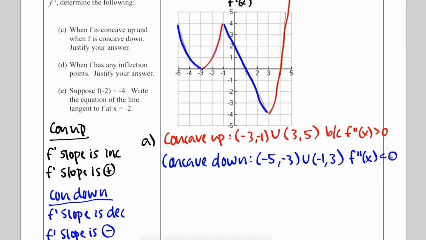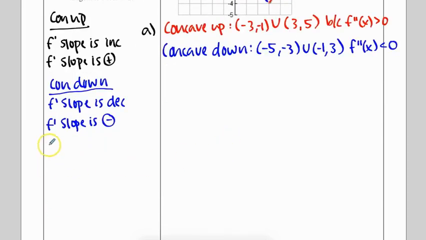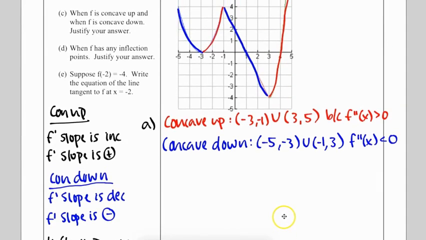Okay, for D, we're going to talk about where f has any inflection points. So let's think about what we know about inflection points. Okay, so inflection points are going to be where f prime slope changes sign. So where does the graph of f prime change from positive slope to negative slope, or negative slope to positive slope? All right, well, it's easy. We can just look at our graph here.